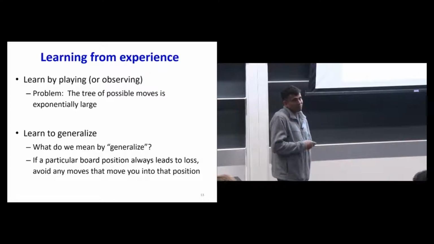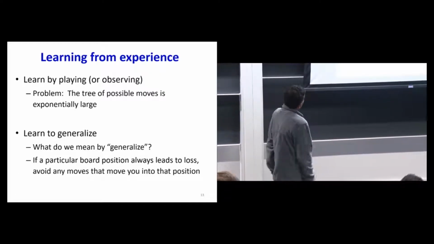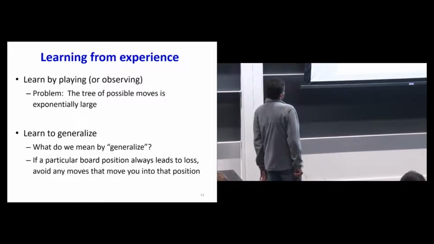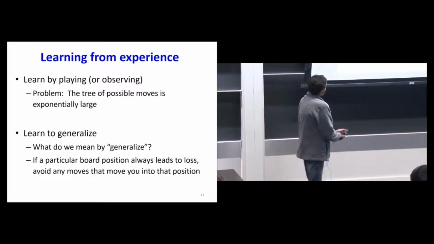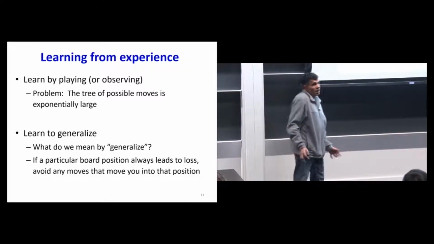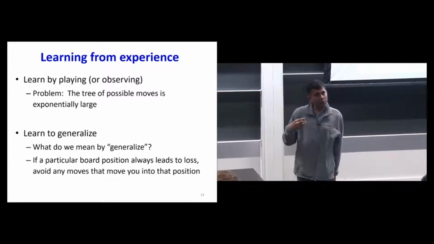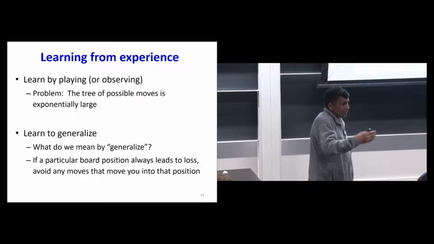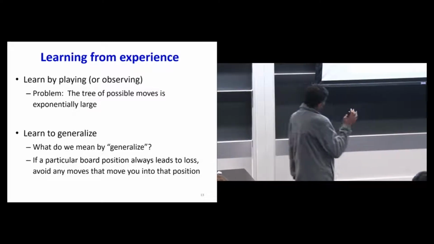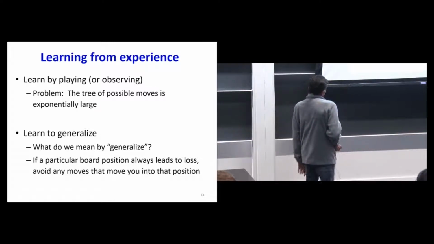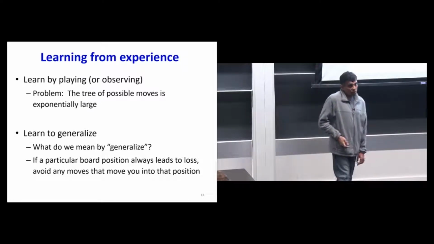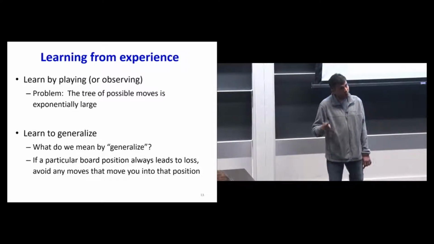So how do humans do it? We do it by playing or observing, except the problem is that the tree of possible moves is exponentially large. You're never going to just memorize things. What we do is we play the games and somehow we come up with generic principles that enable us to play better in the next move. But here's the great thing.